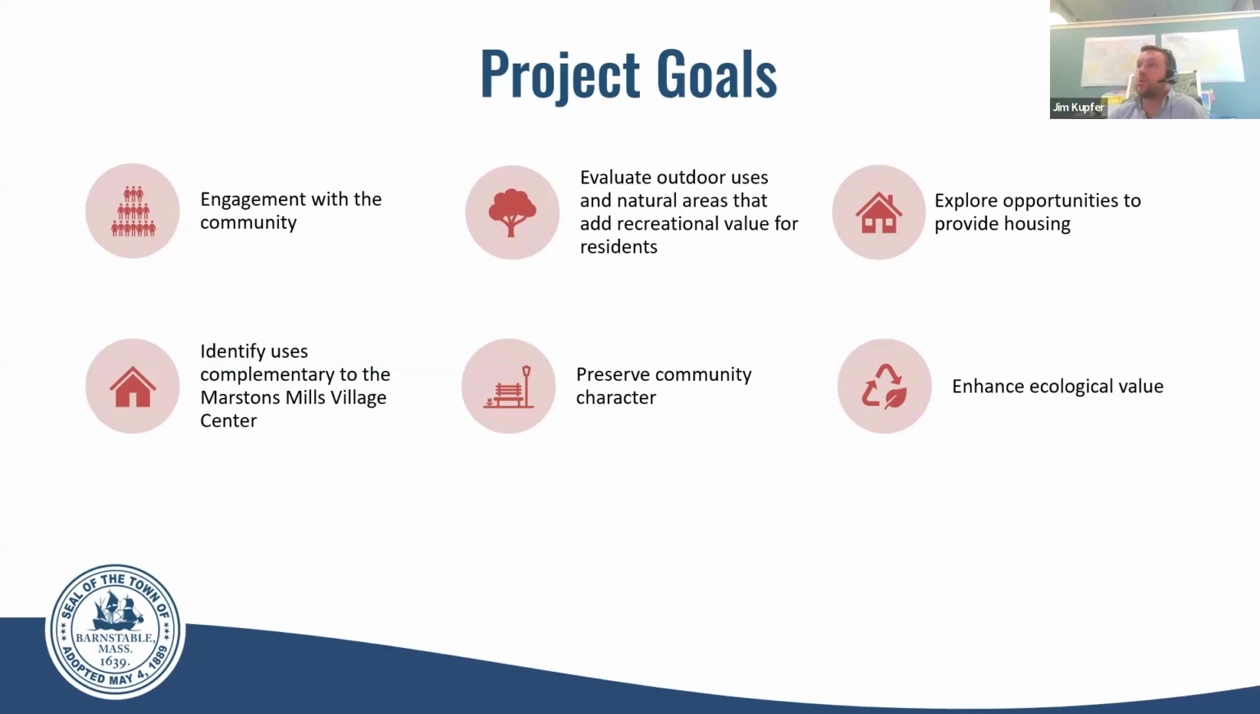Next is evaluate outdoor uses in natural areas that add recreational value for residents. Third is explore opportunities to provide housing. Fourth is to identify uses complementary to the Marstons Mills Village Center. Fifth is to preserve our community character. And lastly, enhance ecological value. And that could take many forms, but really talking about preservation of tree canopy, potentially limiting impervious surface, et cetera, et cetera.